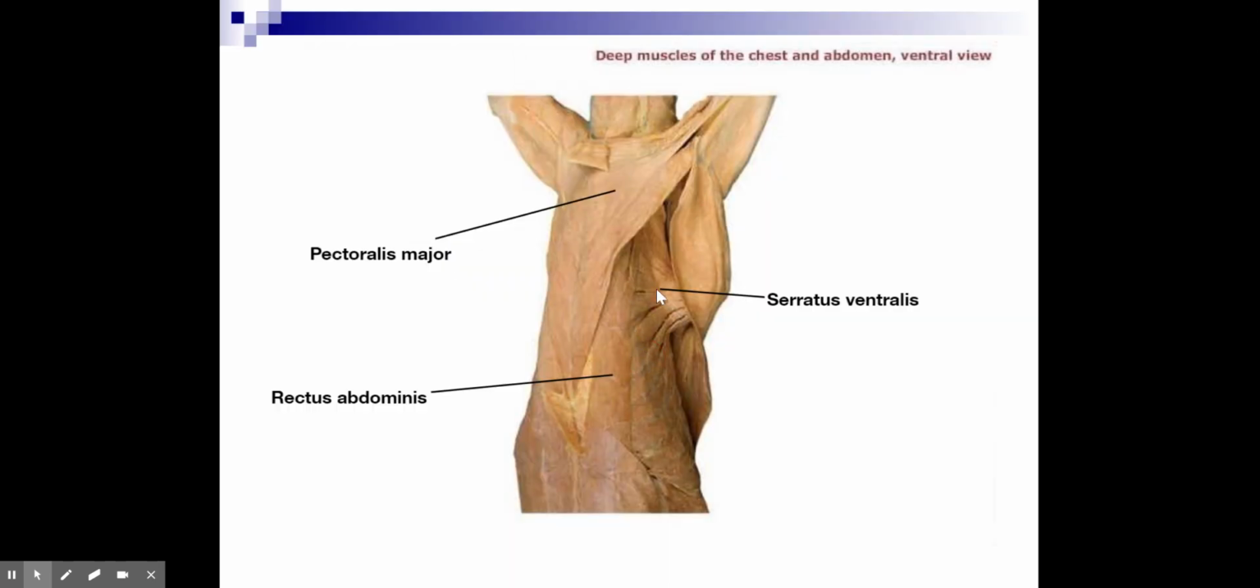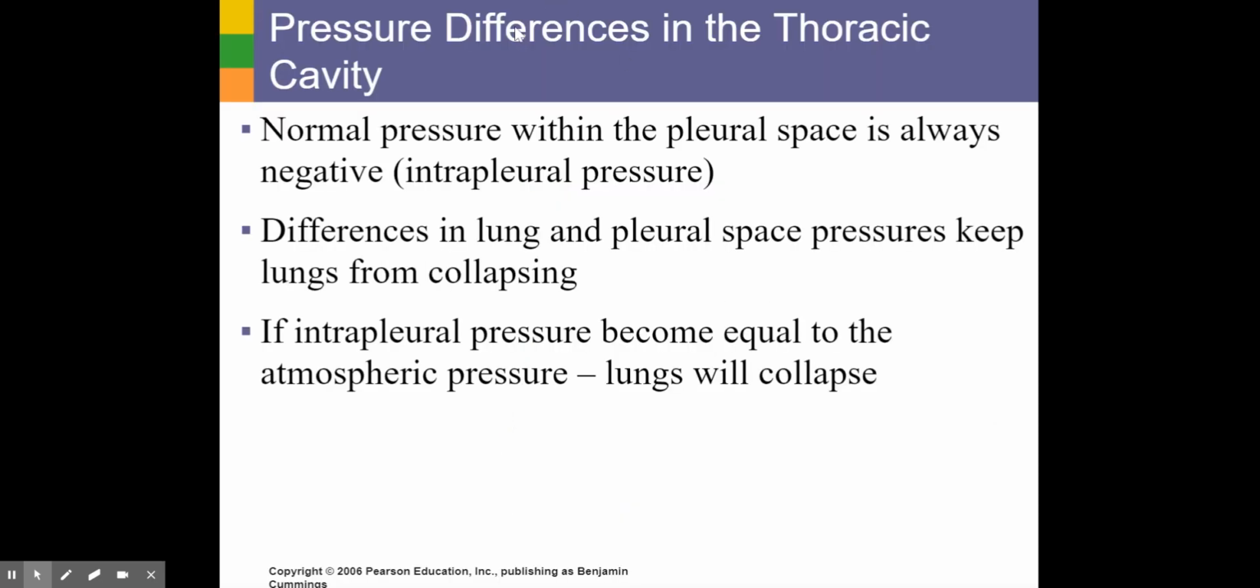This is just showing you some of the other ones. Deep muscles of the chest. Serratus muscles sometimes are used as part of breathing, as well as abdominal muscles can be used in that case as well. Pressure differences in the thorax cavity here really are the big differences here. So normal pressure within the cavity space is actually negative. Okay, it's kept that way because the thoracic cavity is a closed cavity. So the difference in lung and pleural space pressure keeps the lungs from collapsing in on themselves.